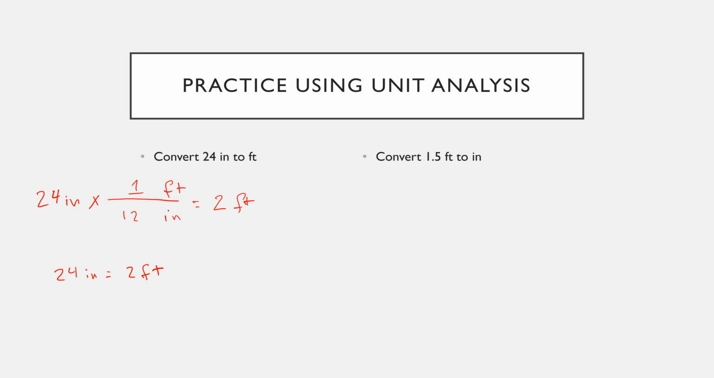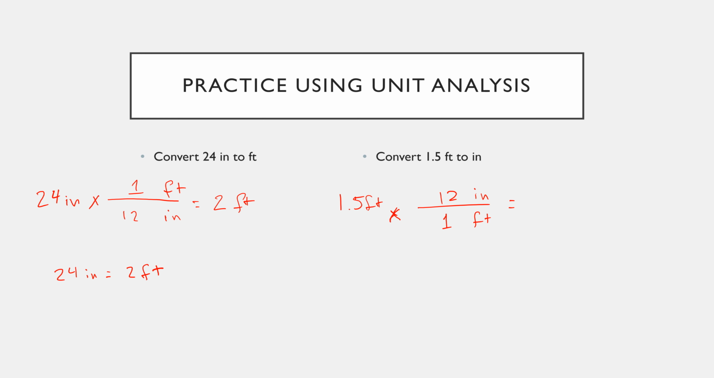Let's go the other way now. So how does it work if we're going to go the reverse? We're going from the bigger unit to the smaller unit. So 1.5 feet. We're going to do our unit analysis, which means we have our fraction. Feet are on the bottom, inches are on the top. So 12 inches in 1 foot.